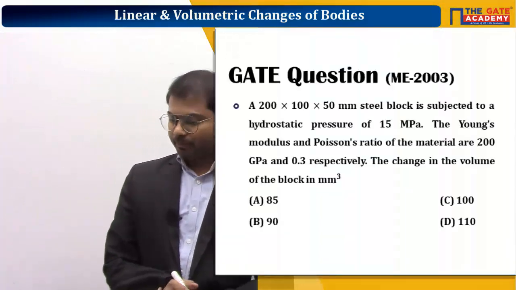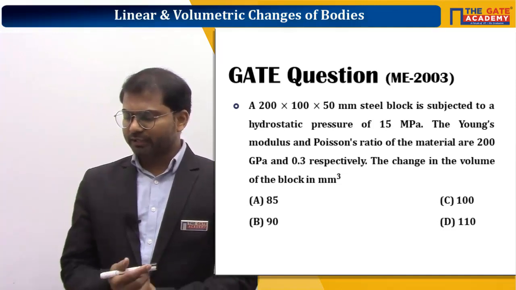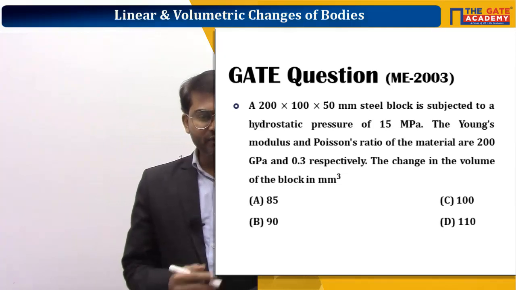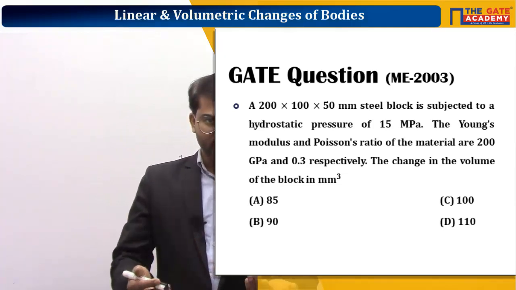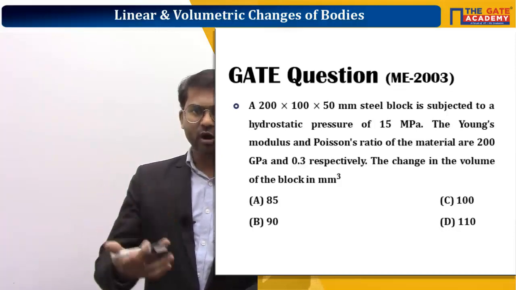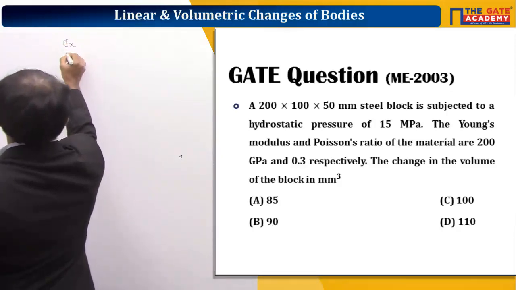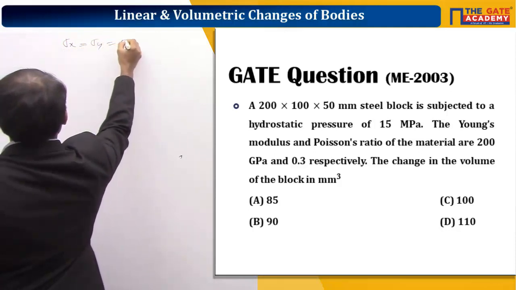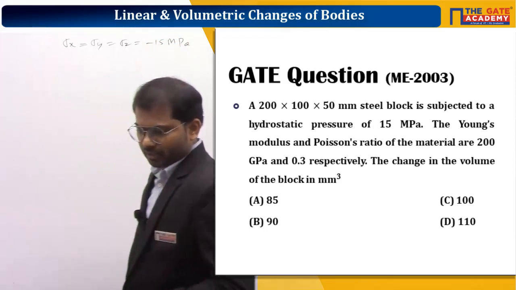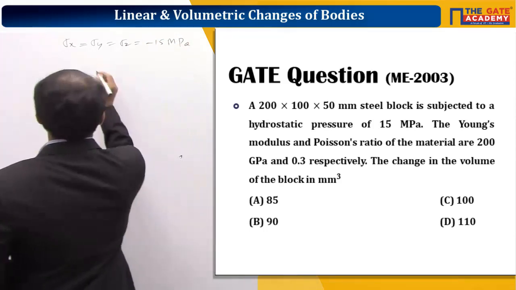Yeah, very good, Vikram. So the answer is B here. It's given that a 200 into 100 into 50 millimeter steel block is subjected to a hydrostatic pressure of 15 megapascal. Whenever pressure is acting, that gives rise to compressive stress. So it is experiencing a change of volume. Stress is acting in every direction, so sigma x is equal to sigma y is equal to sigma z, all equal to minus 15 megapascal. The volume of the block is also given, and Young's modulus and Poisson's ratio are given like this.